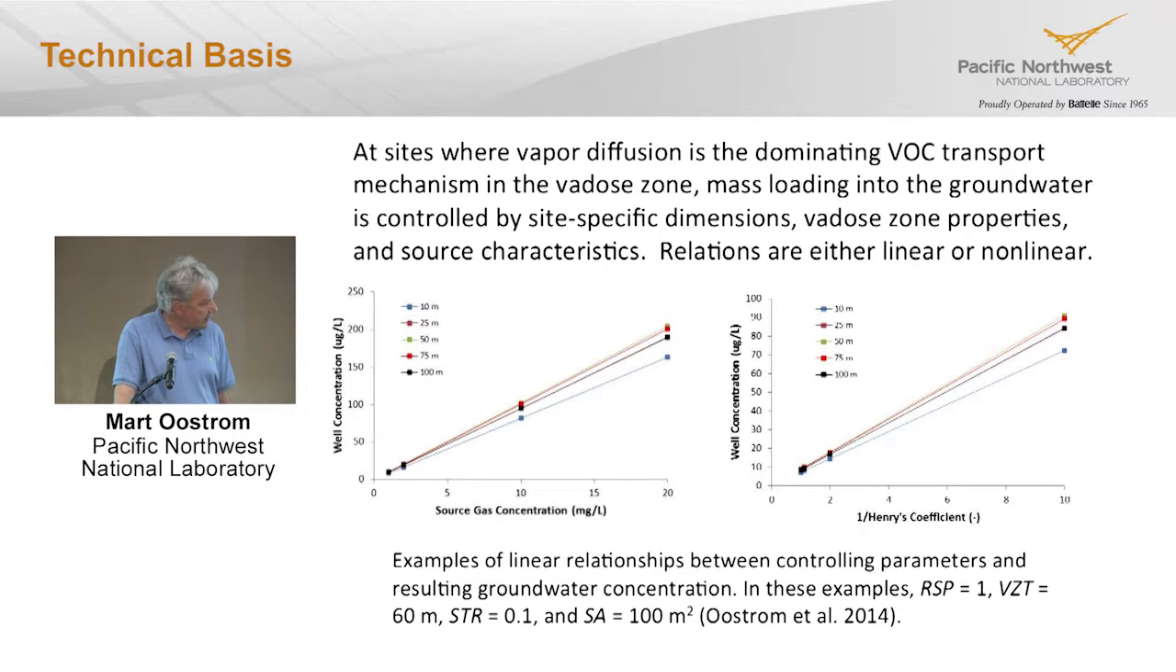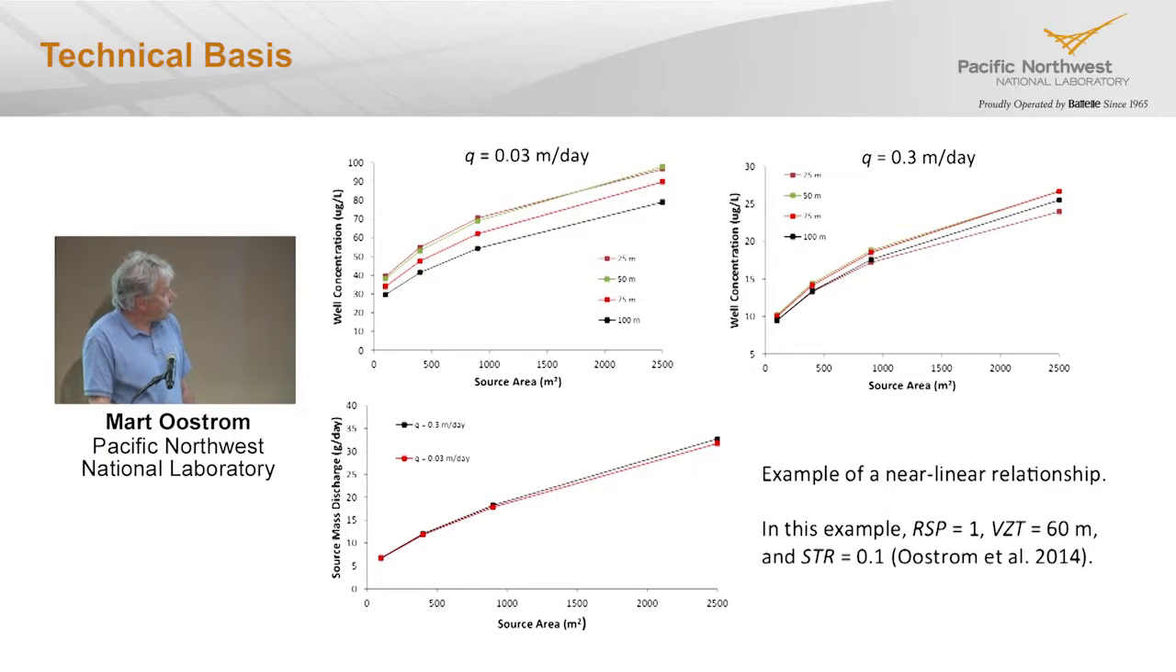On the right-hand side, I plotted 1 over the Henry's coefficient, and you see a linear effect of that too. And these are the kind of relations that we actually use to correlate, to go from carbon tetrachloride to other components in our system. So when you go to other parameters, you see either near linear or nonlinear effects.